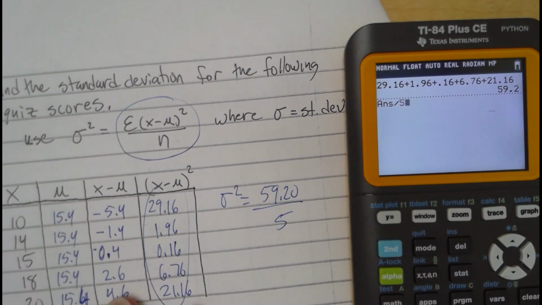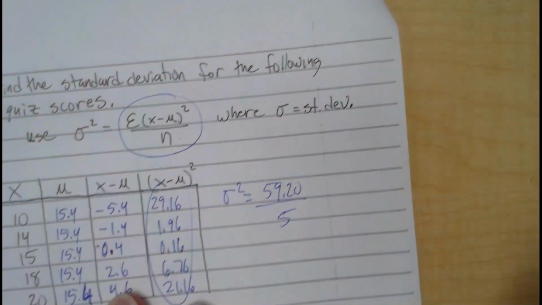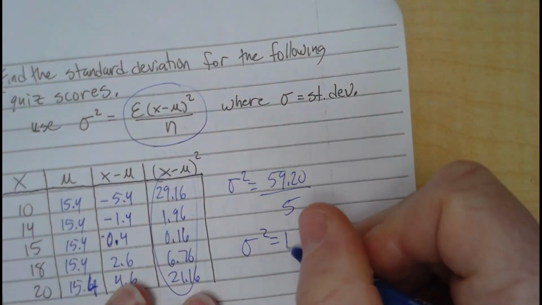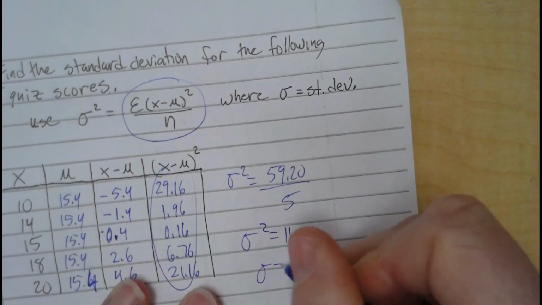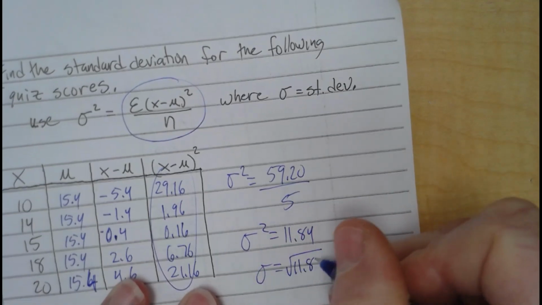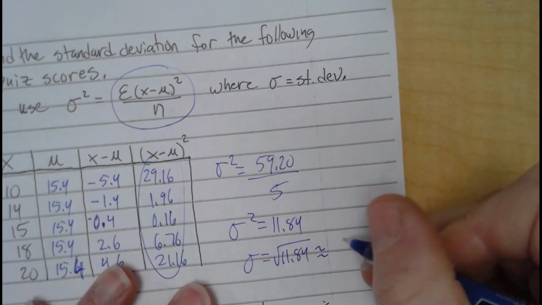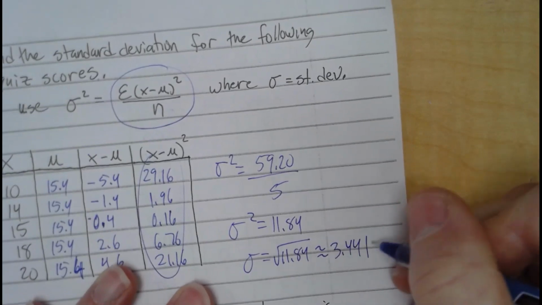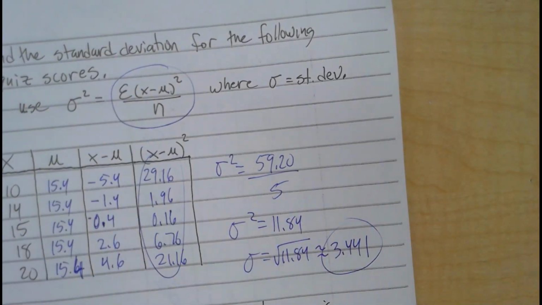So divided by 5, 11.84. So sigma squared is equal to 11.84. So sigma is the square root of 11.84, which is approximately equal to 3.441. All right, there it is.